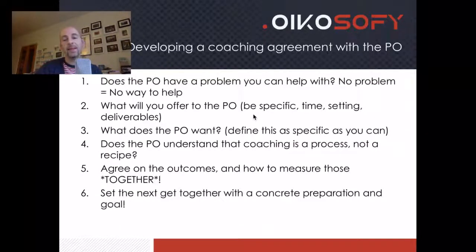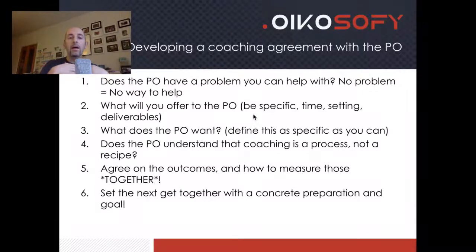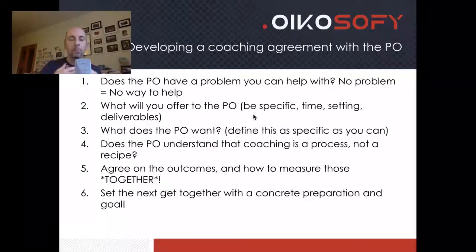Then we set the next get-together, the next meeting, the next session, schedule it in the calendar, and we set a set of things that need to be prepared before that session. So maybe we need to do some work with the team before that, and maybe the product owner needs to do a little bit of research on the business goals, right? Those are things we might want to focus on at the start, just as examples. And we set that out. Okay, so we prepare the business goals, we do this work with the team, and then we have our next session. So that's how we develop the coaching agreement.